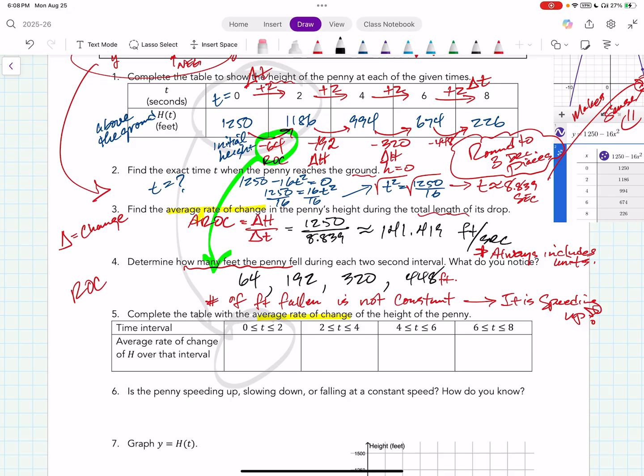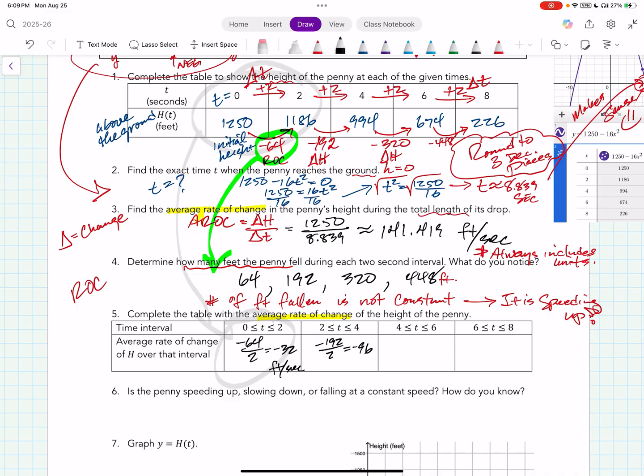In the first time interval, in the first 2 seconds, the change is 64. Okay, so negative 64. It's falling 64 feet in those 2 seconds. So divided by 2, and you get negative 32 feet per second. Okay, feet per second. All right, in the next time interval, you got negative 192 divided by 2. Okay, the delta t's are all the same. They're all 2. All right, and you get negative 96 feet per second.